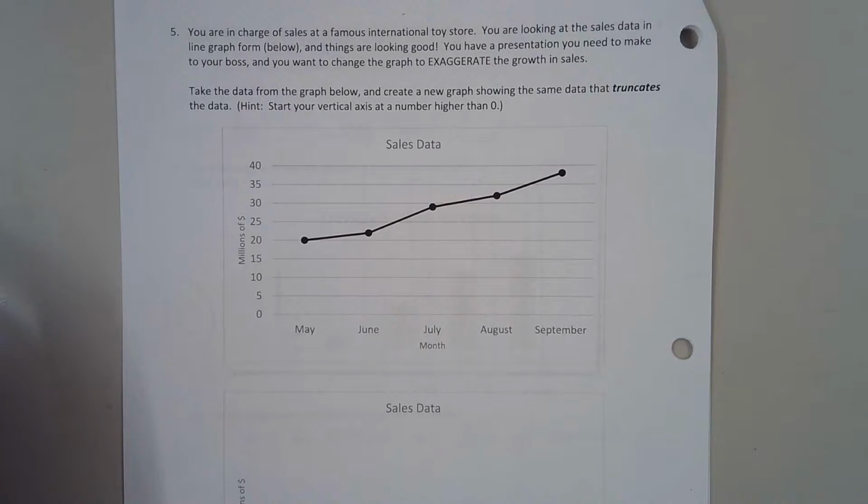5, you are in charge of sales at a famous international toy store. What's a famous international toy store? What was? Was it? Not famous for going bankrupt, Toys R Us. And, yeah, I don't know. Well, probably the most famous international toy store now is Amazon.